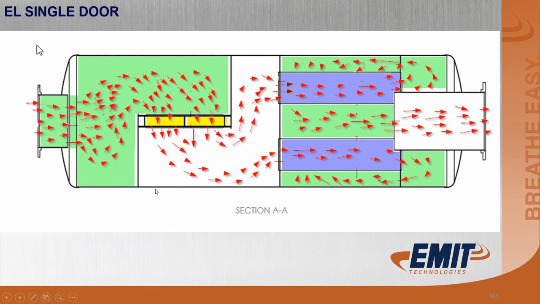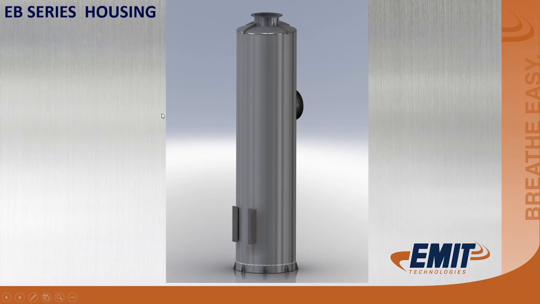Here's an EL housing as well, but it only has a single door and has room for 1 row of elements. You can get these with from 2 to 4 elements in the track. But again, any place that you do not have an element, you have to run a blank.